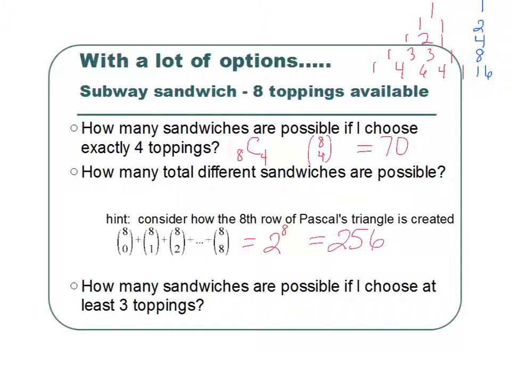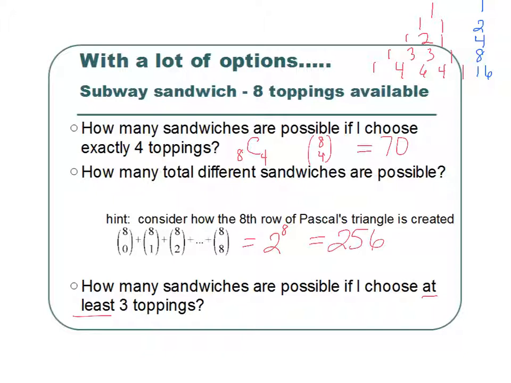Let's make this a little bit trickier. How many sandwich toppings are possible if I choose at least? Boy, that makes it a little tricky right there. The at least 3 toppings. If you said exactly 3 toppings, I would just do 8 choose 3. But saying at least 3 toppings means 3 or 4 or 5 or 6 or 7 or 8 and so forth.